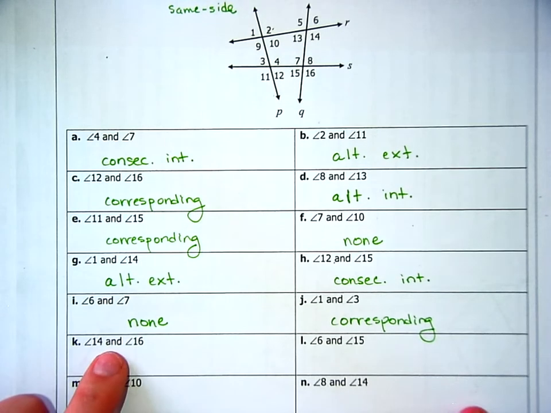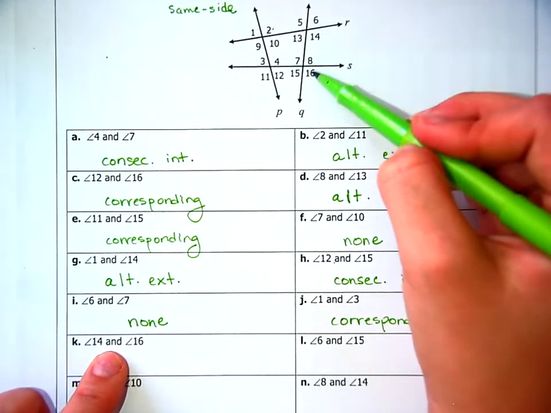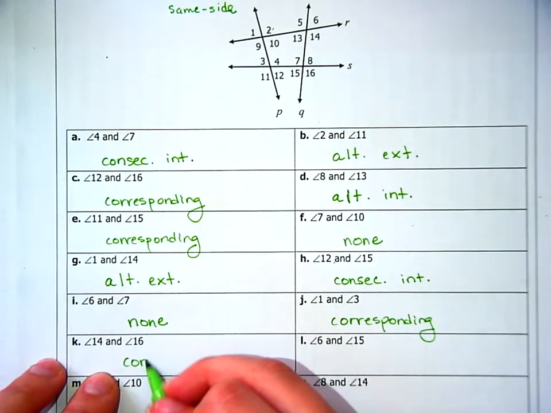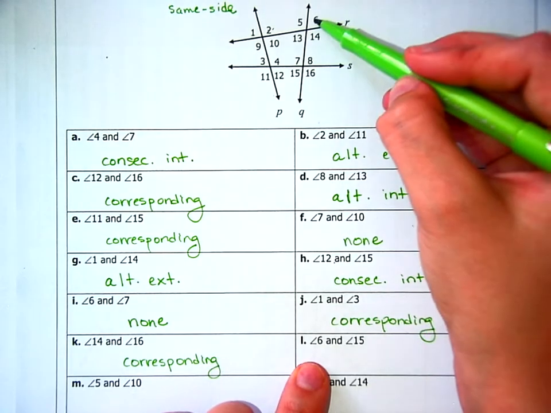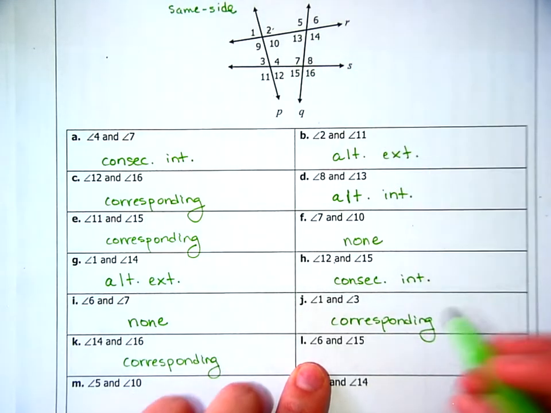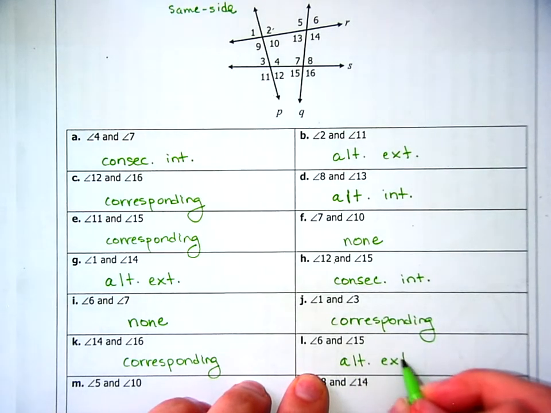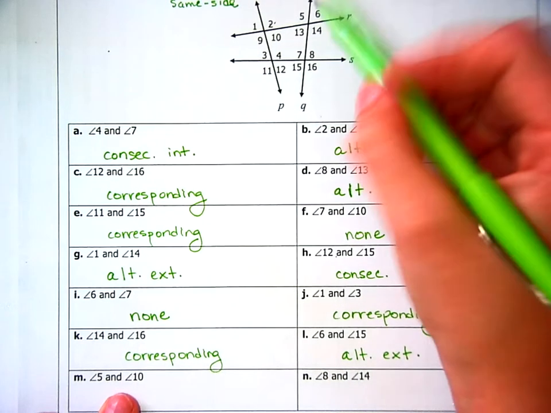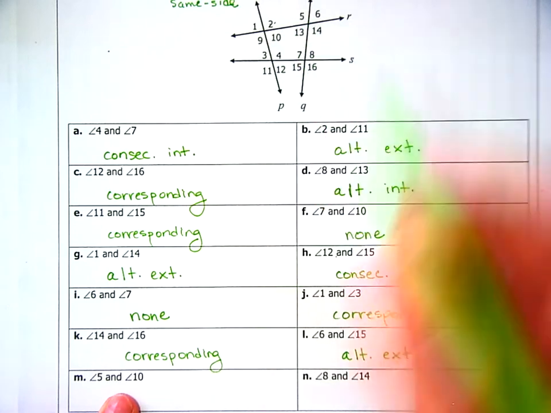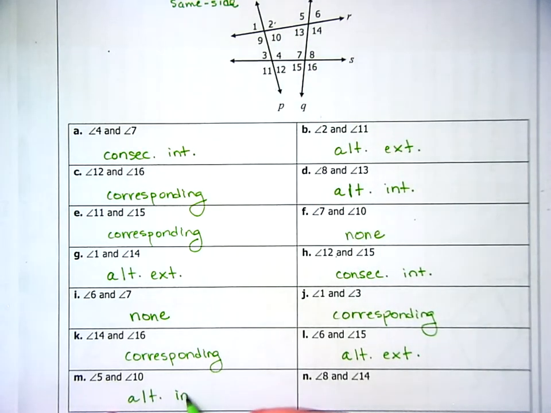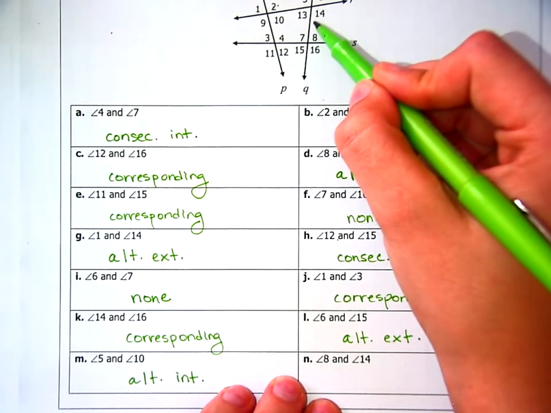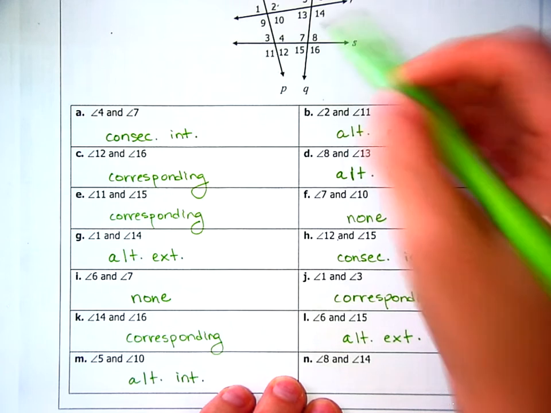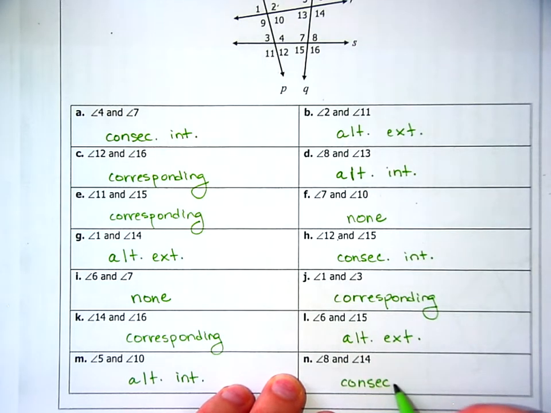All right, almost done here. We've got 14 and 16. Those are corresponding. 6 and 15, those are alternate exterior. 5 and 10 are going to be alternate interior. And 8 and 14, last one on here, those are another example of same side or consecutive interior. Okay, so we're done with this picture right here.